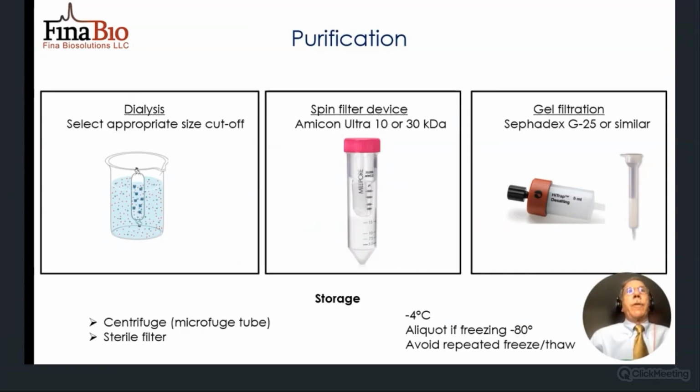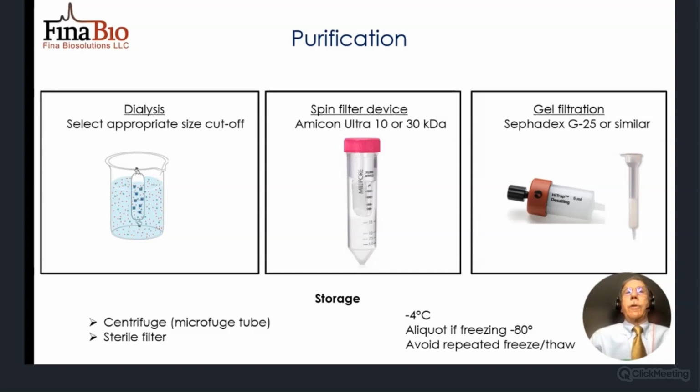Next, we move on to the purification, done by any of the standard means: dialysis, a spin filter, gel filtration. You just want to make sure that you're using an appropriate cutoff dialysis tubing and spin device to make sure that the peptide is actually being separated away from your protein. Typically, anything over about 5 kilodaltons, most peptides are smaller than that.